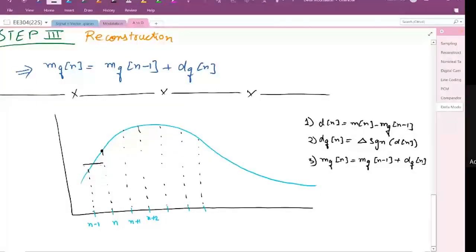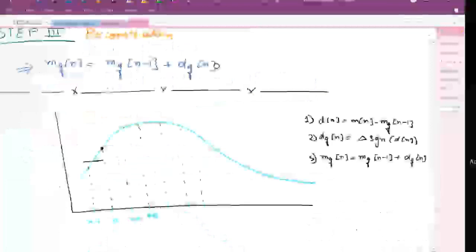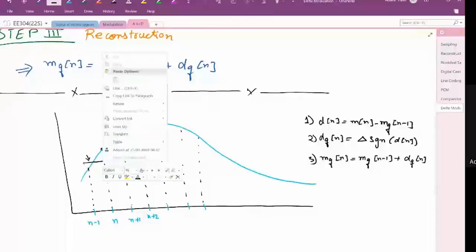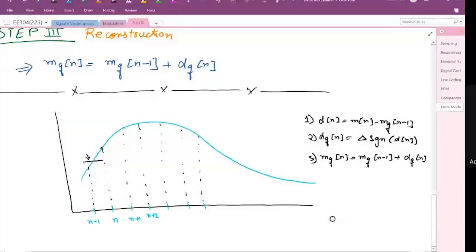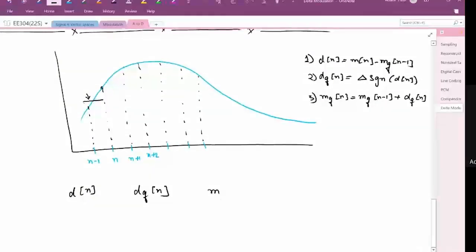Mqn is the quantized approximation of Mn, so it is not going to be exactly Mn. Let us say this level was mqn, and if we see that this difference dn is positive, then what is dqn? So let us write this. This is dn and dqn, and then we have mqn.